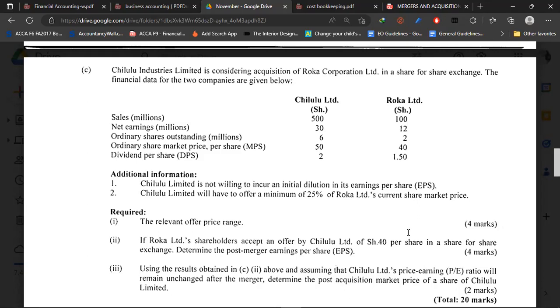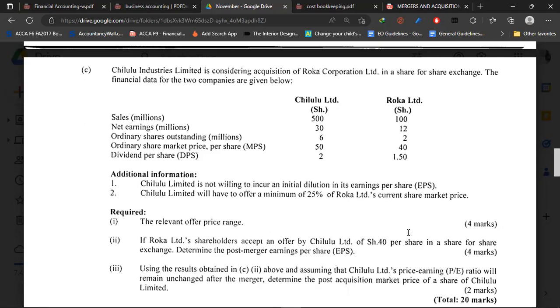That's okay. Now I can see that we have to determine who is the predator and who is the target. I can see Chilulu is trying to buy Roca Limited. There are some conditions being given there. We are told Chilulu Limited is not willing to incur an initial dilution in its earnings per share. But we are also told Chilulu Limited will have to offer a minimum of 25% of Roca Limited's current share market price. So number one, we are being asked to calculate the non-dilution offer price of the predator.